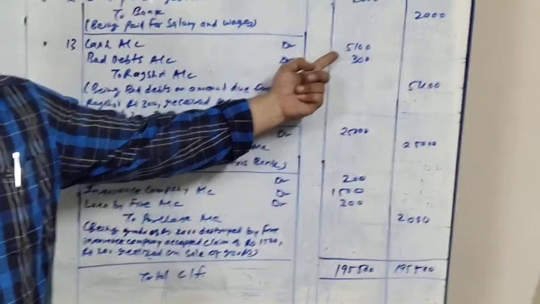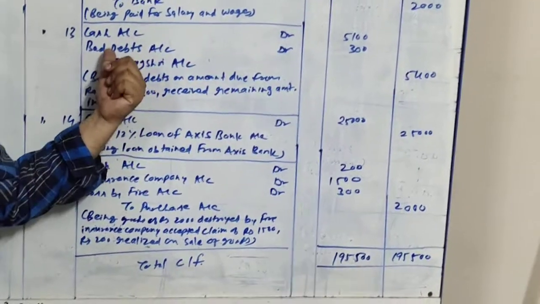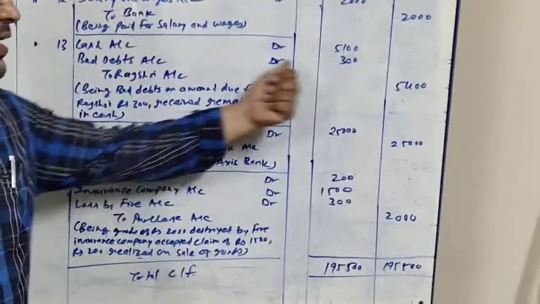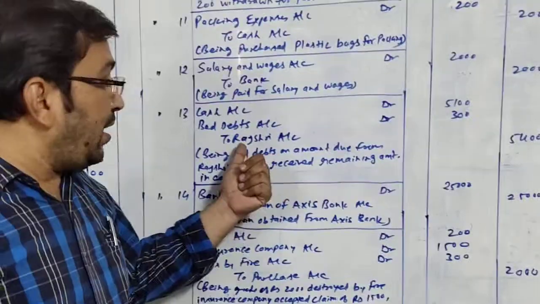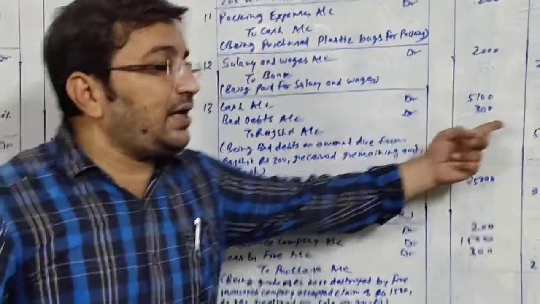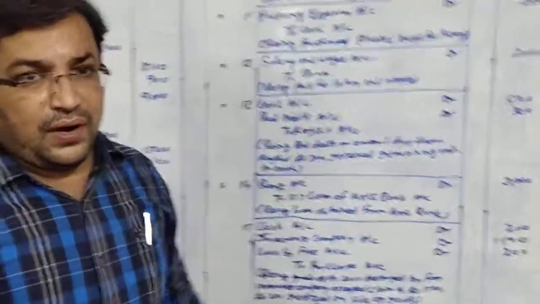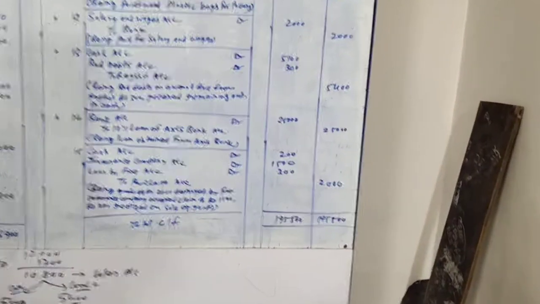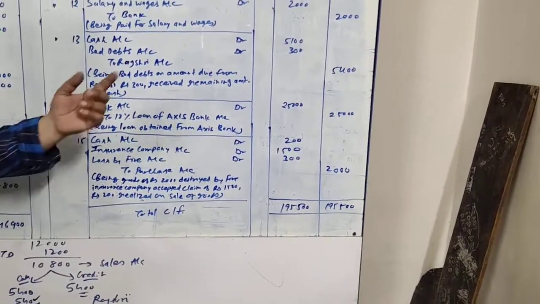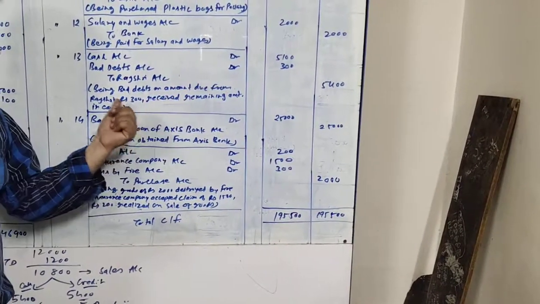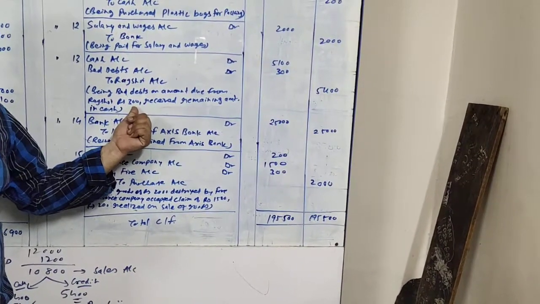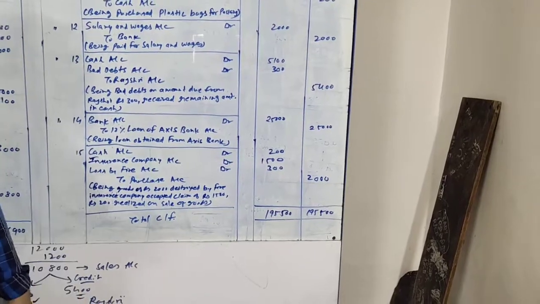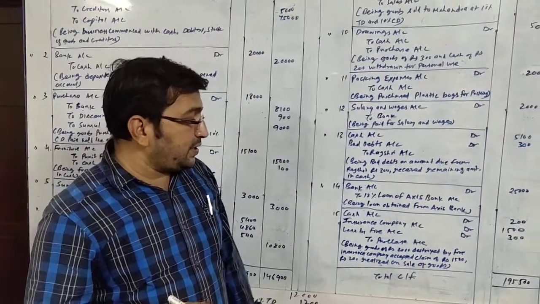So how much remaining amount? 5100. Bad debts being a loss will be debited. So bad debts account debit 300 to Rajshri. Rajshri is the giver, 5400. Okay, being bad debts of amount due from Rajshri rupees 300 and received remaining amount in cash. Let us move to next transaction.